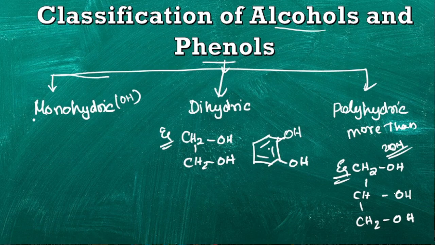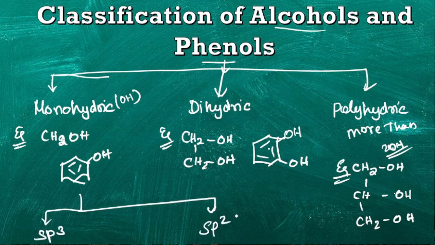Now for monohydric compounds, you can give an example: CH3CH2OH, and benzene ring with OH, that is phenol. These are all monohydric compounds. Now monohydric compounds are divided into two based on the hybridization. One is sp3 hybridization, another one is sp2 hybridization. Let's continue in the next page.